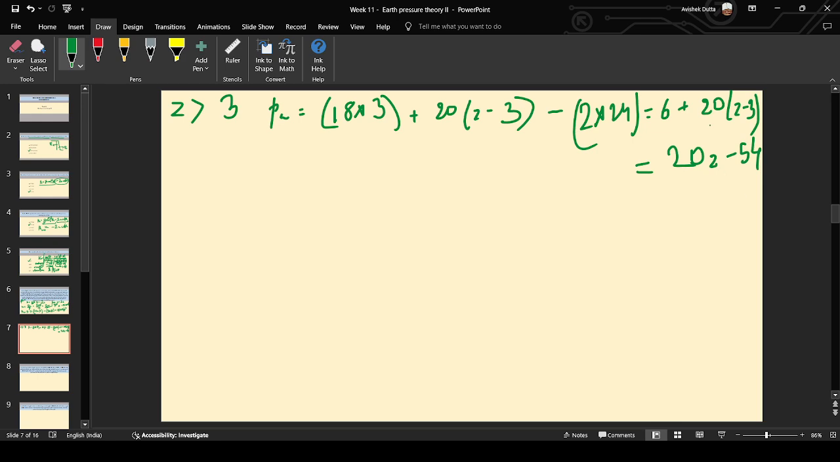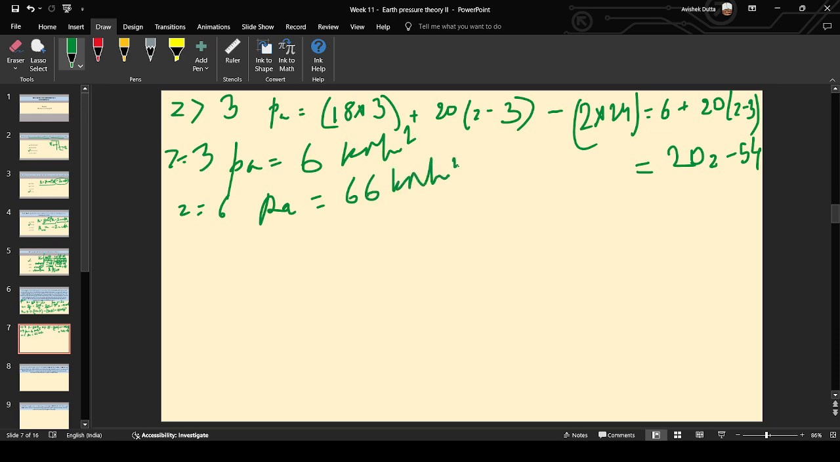So for Z equals 3 for the bottom soil, PA becomes 20 into 3, 60, minus 54, which equals 6 kilonewton per meter square. And for Z equal to 6 meter, that is below, PA becomes how much? PA becomes 120 minus 54, 66 kilonewton per meter square. Now it was a pressure distribution diagram.